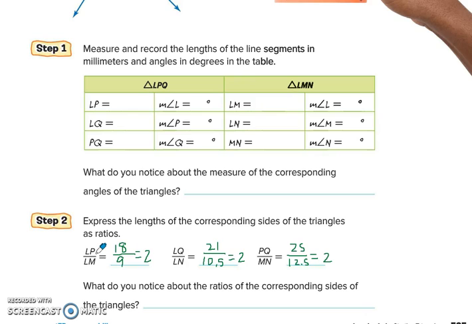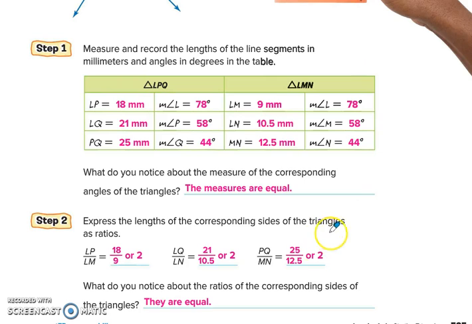The side lengths aren't the same, but we know they're not the same size, so that shouldn't be surprising. So what we're really looking at is, what do we notice about their ratios when we're comparing these corresponding sides? So take a second and see what you see there. Okay, so let's take a look at what we notice here. So when you plug all that information in, the ratios are also equal.